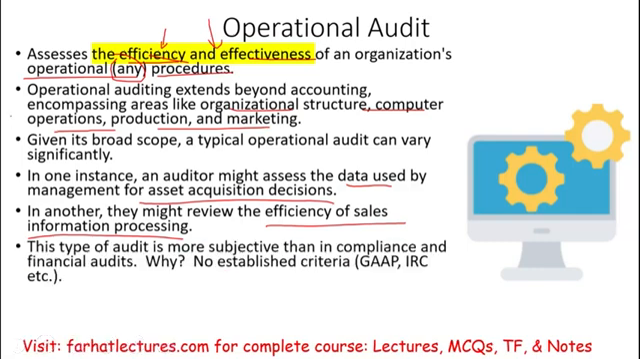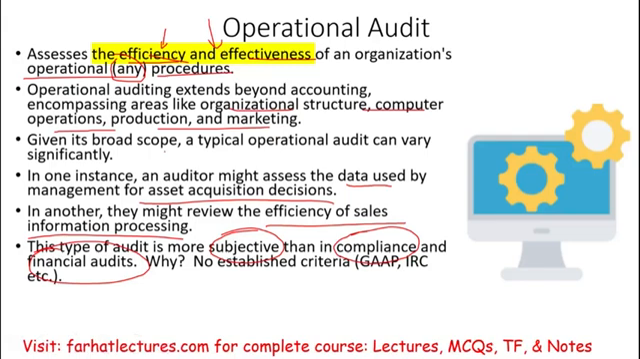What does it mean, subjective? Subjective means it doesn't have clear established criteria. In contrast to what we'll see later, compliance audit and financial audit usually have a standard, a criteria, a certain benchmark we look at and compare our work to. Well, operational audit, we don't have this. That's why it's mostly subjective.